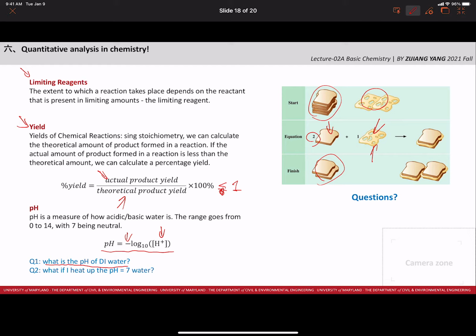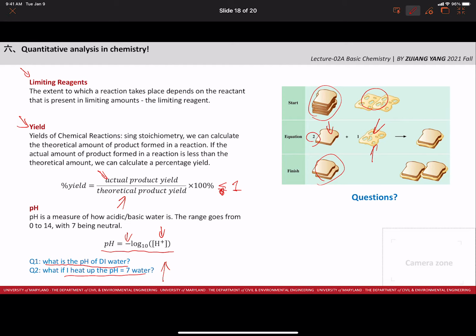And the next one is, what if I heat up the water that has pH equal to 7? If I have water with pH equal to 7 and I heat it up, will the pH change? No? Because there's something else in it? Assume it is pure. No? Actually, it will increase.